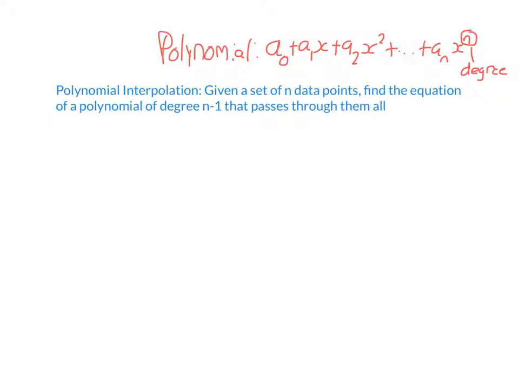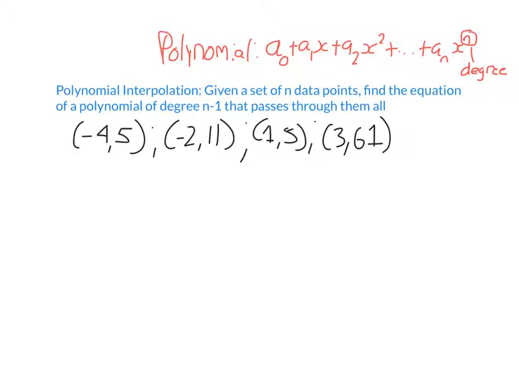For polynomial interpolation, we have a set of points and we want to find a polynomial that goes through those points. It turns out that as long as the x values of the points we're given are not repeated, you will always be able to find a polynomial of degree n minus 1 that passes through those points. Let's illustrate this with an example.